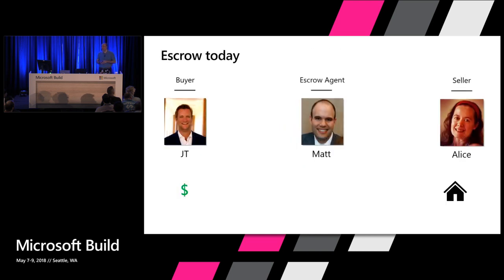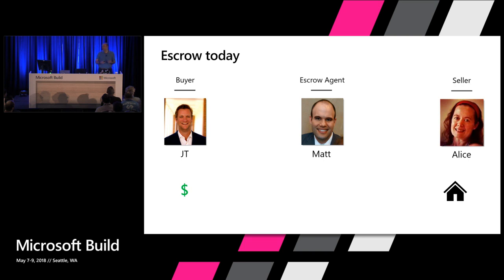Let me give you a very simple example. I have a colleague, his name is JT. He just bought his first house. So in honor of his house purchase, we're going to go through an escrow example, and my colleague Alice is going to be the seller, and JT has some cash, and I am going to be an escrow agent who may or may not be trustworthy.